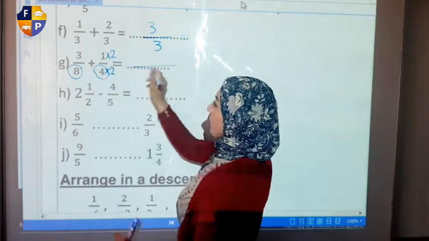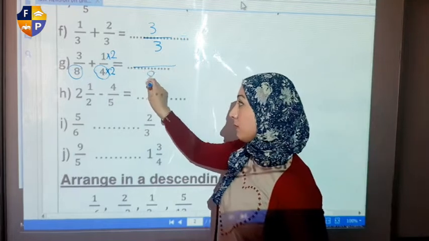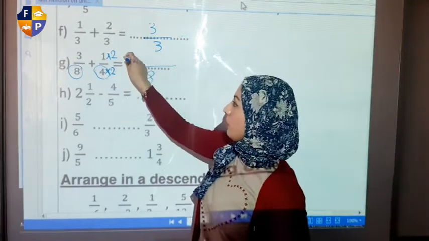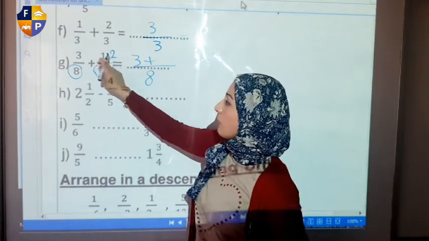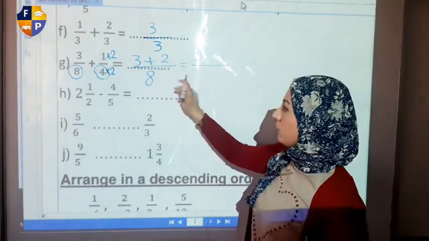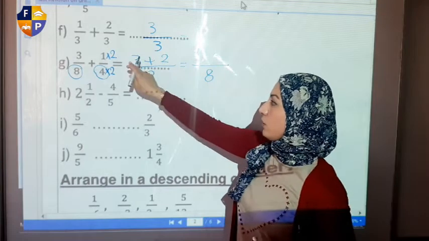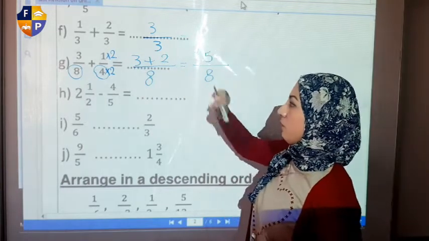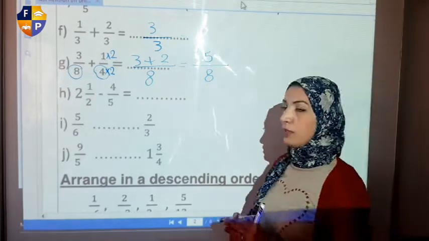So here, the denominator will be 8. We will write 3 plus 1 by 2 equals 2. So we will write denominator 8. 3 plus 2 equals 5. So the answer is 5 over 8.